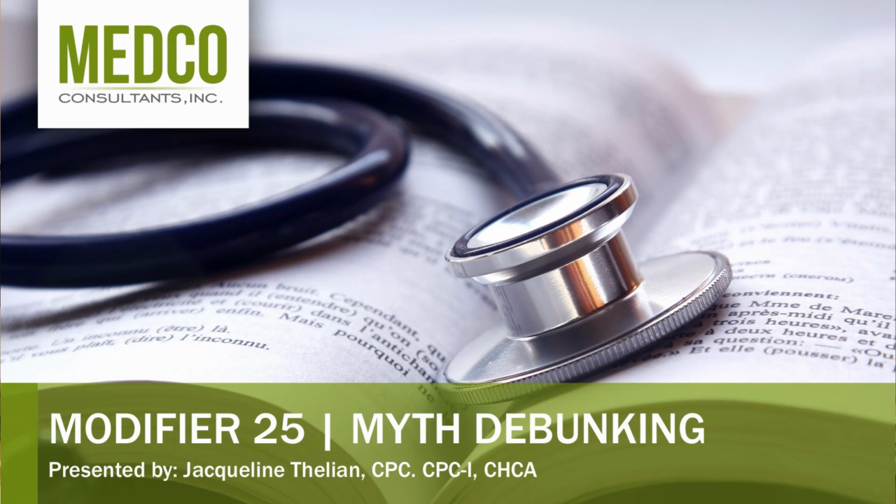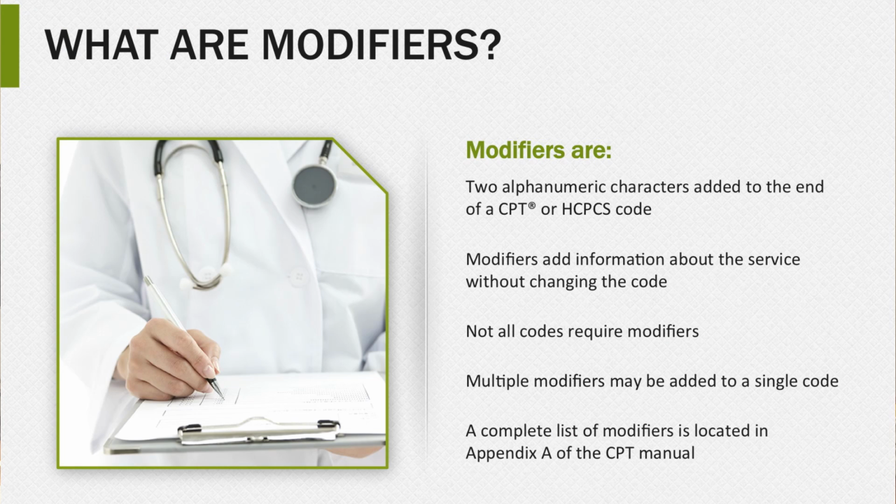Today we're going to do myth debunking regarding Modifier 25. Let's first start by taking a quick look at modifiers and their function. Modifiers are two characters, numeric, alpha, or alphanumeric. CPT modifiers are numeric, such as Modifier 25, and HCPCS modifiers are alpha or alphanumeric, such as QW to indicate a laboratory test is CLIA waived, or T1 to indicate the left foot second digit.